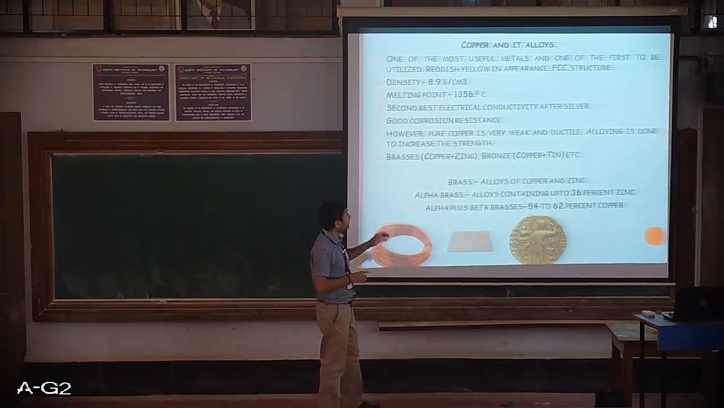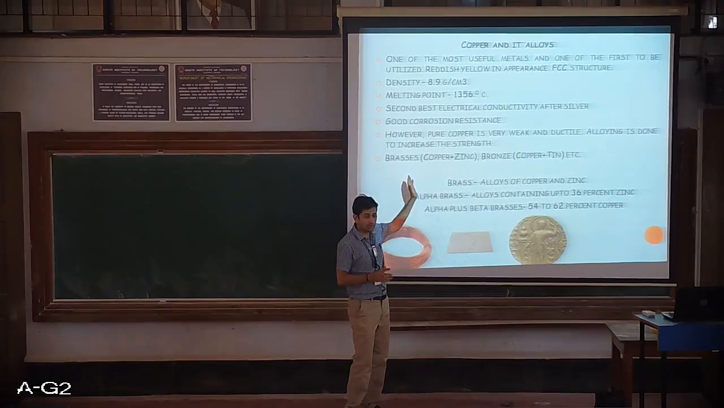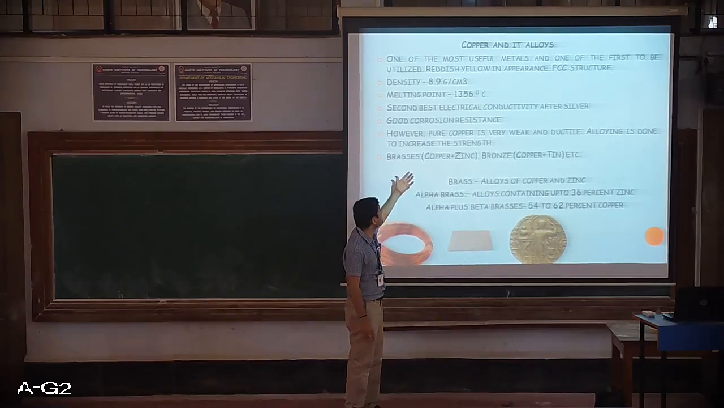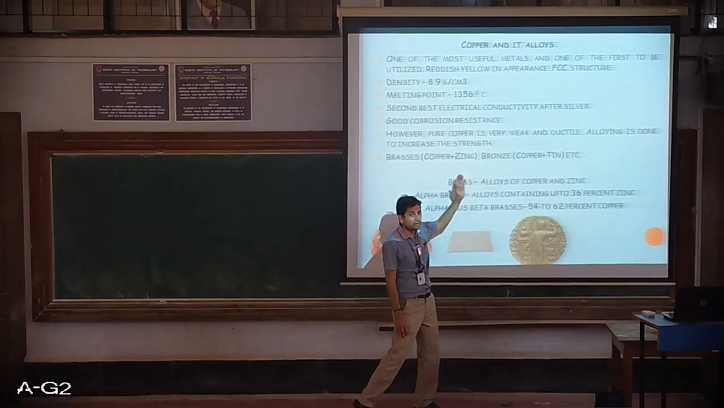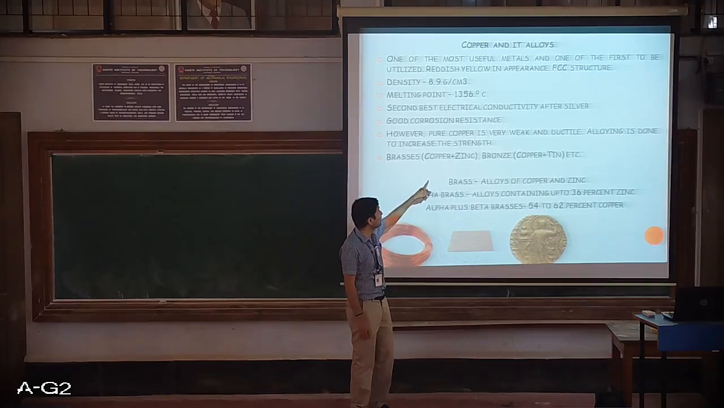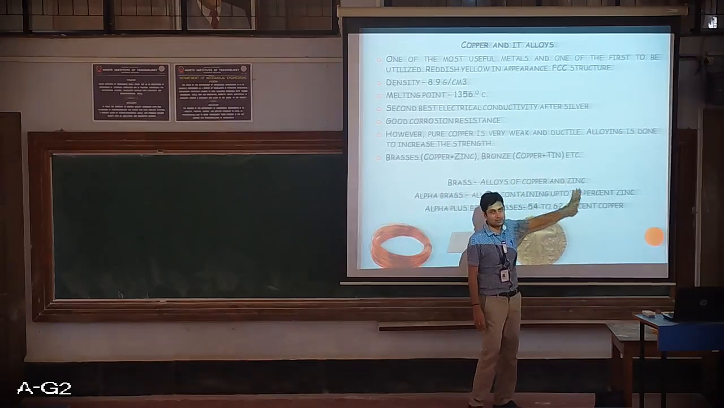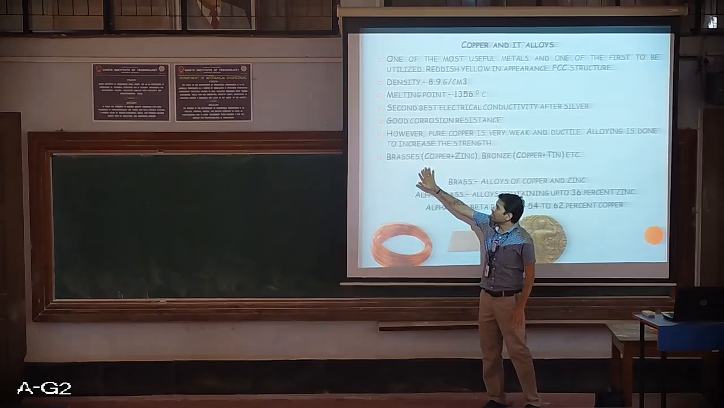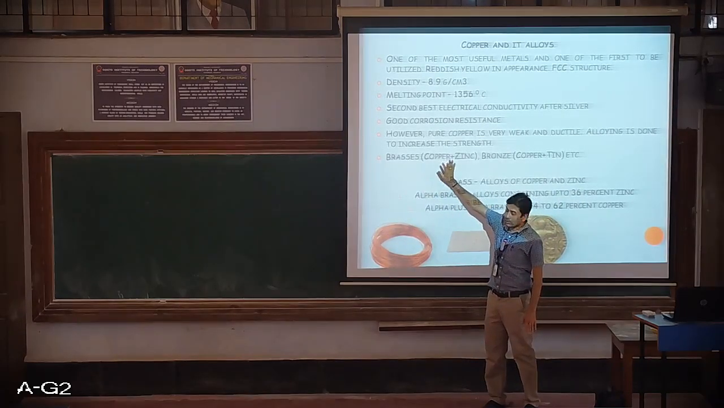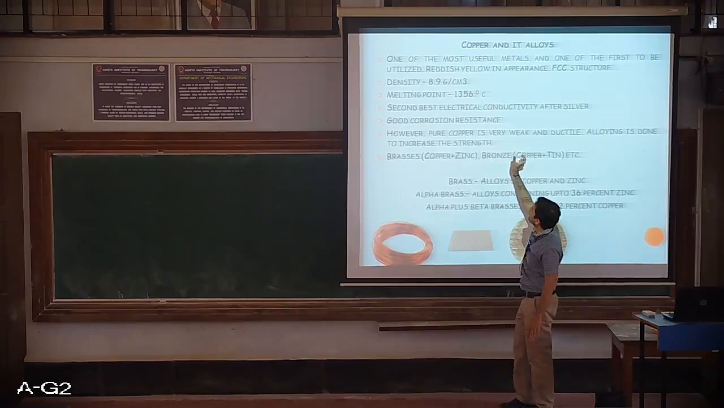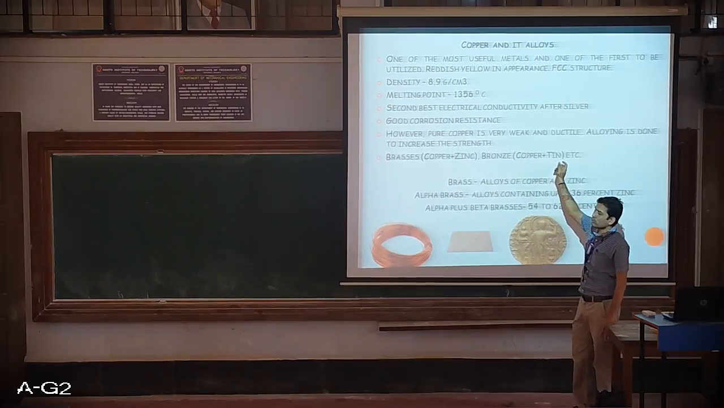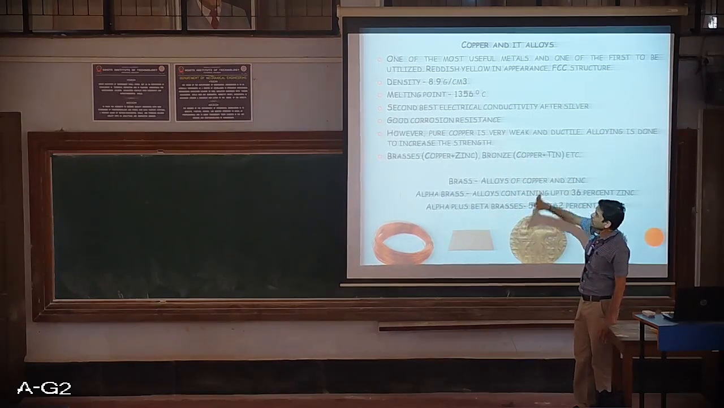Because of that, we come across two types of alloys for copper: one is brass and the other is bronze. Brass is made up of copper and zinc, and bronze is made up of copper and tin. This is one thing you should remember. Brass is made up of more copper and a small amount of zinc, and bronze is made up of copper and a small amount of tin. So these are the two alloys of copper.